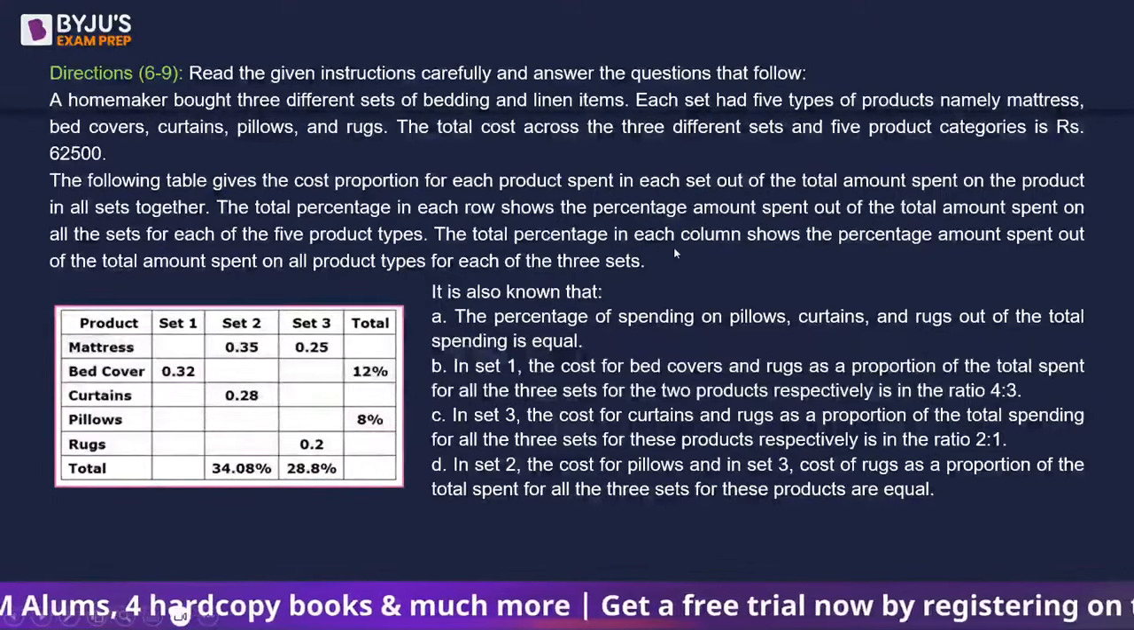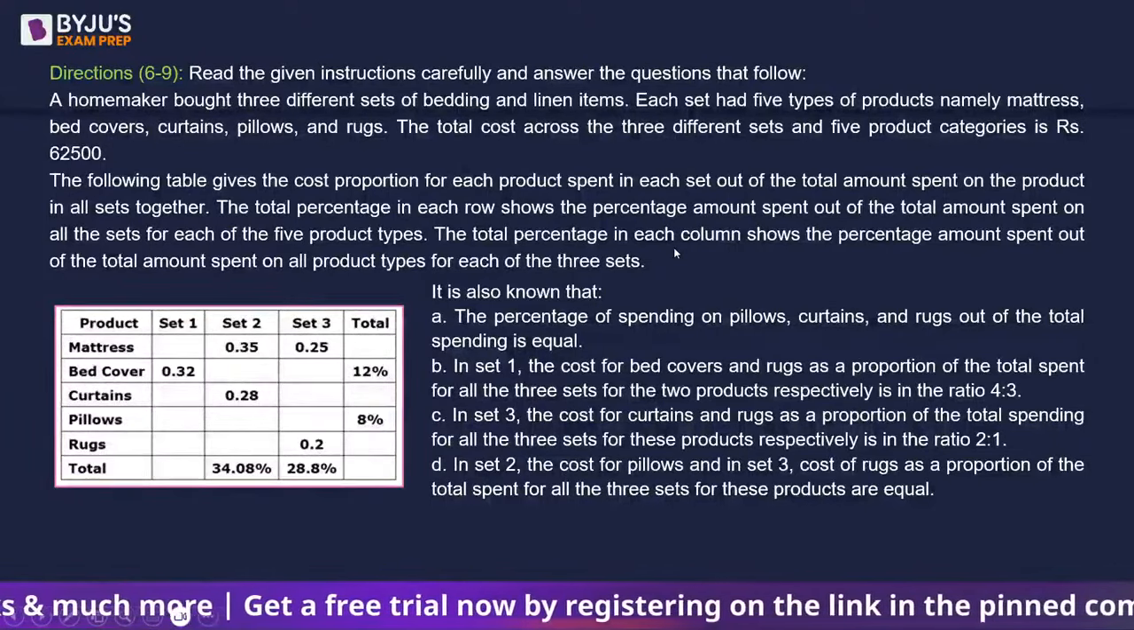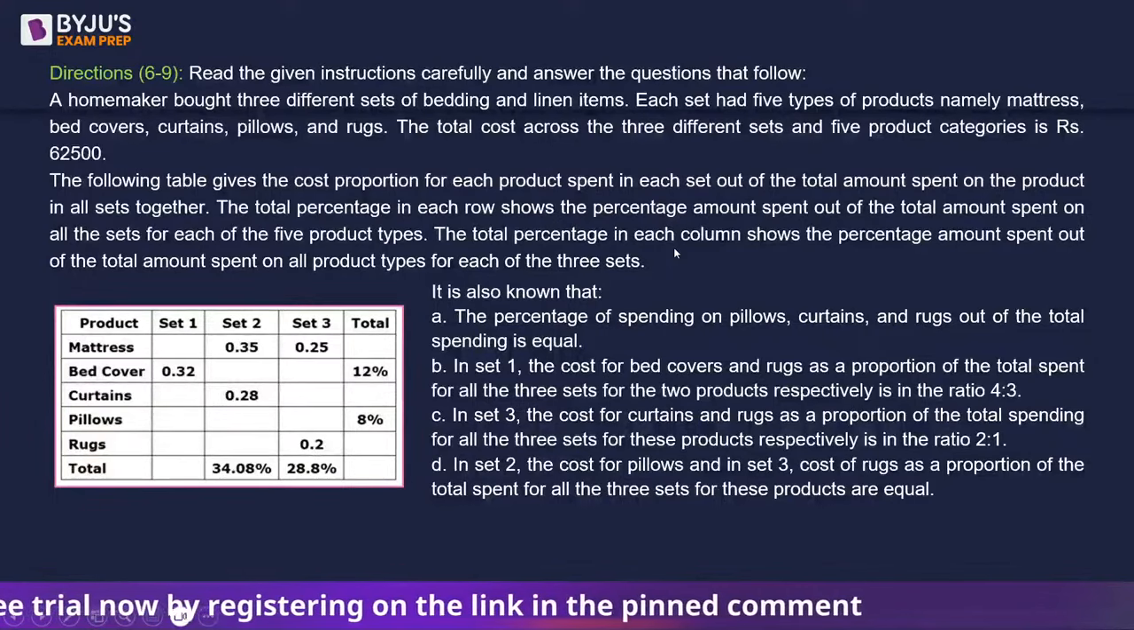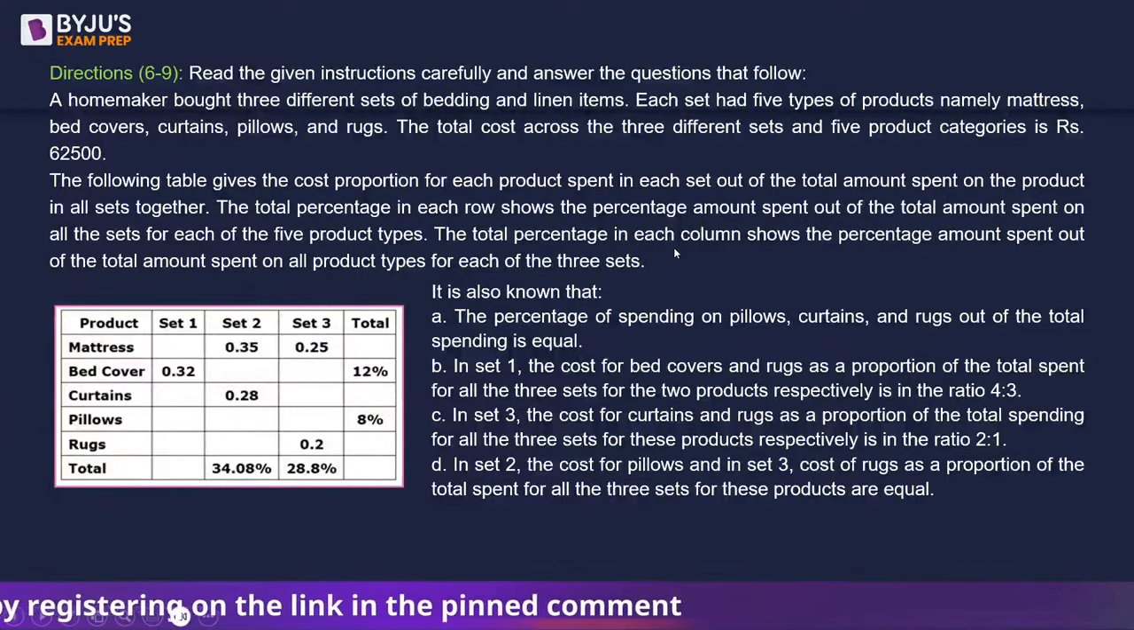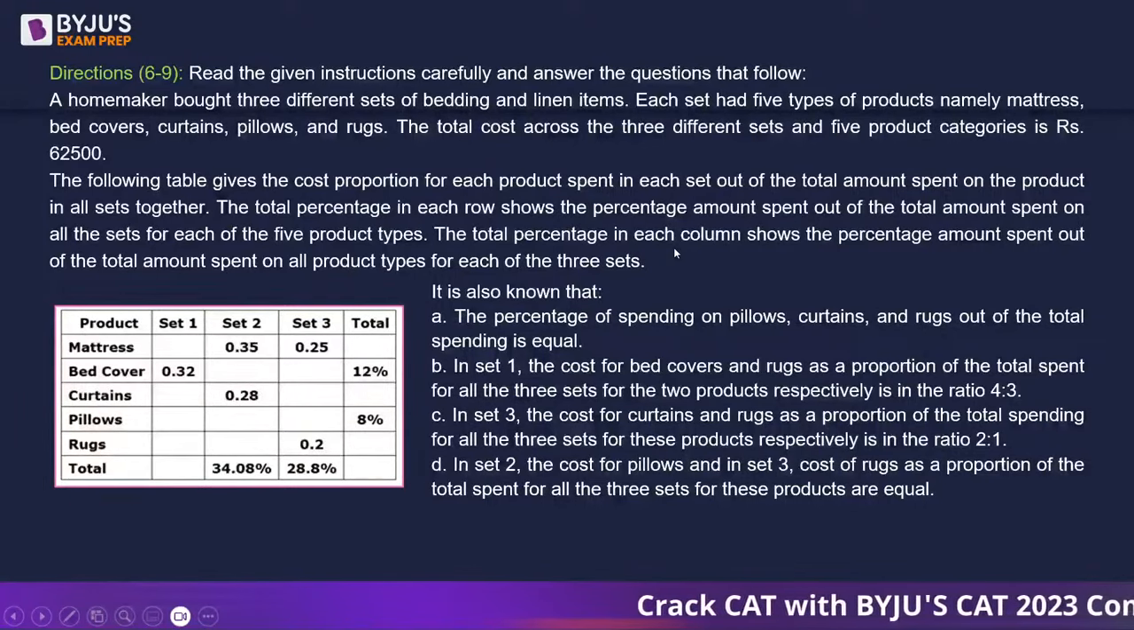Okay, next, read the given instructions carefully and answer the questions that follow. It looks like a DI because we can see a table. A homemaker bought 3 different sets of bedding and linen items. Each set had 5 types of products, namely mattress, bed covers, pillows, curtains, and rugs. The total cost across the 3 different sets and 5 product categories is rupees 62,500.